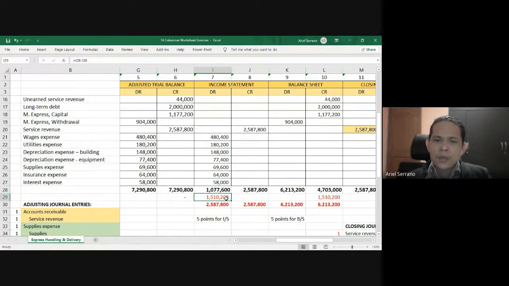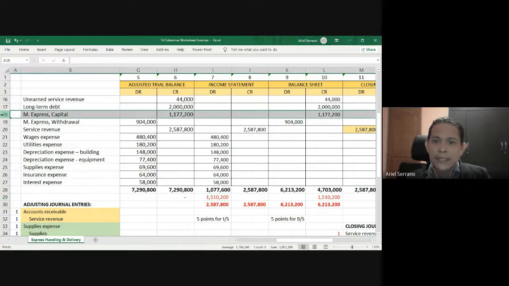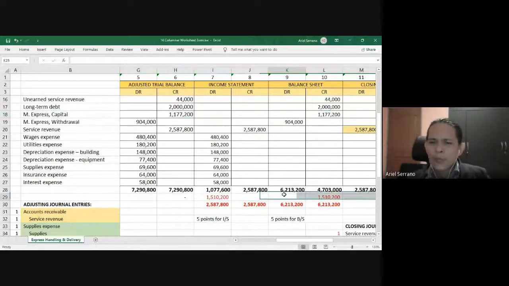In this case, we have a net profit because the revenue is greater than the total of your expenses. You earned, okay? The difference will eventually be transferred to your balance sheet through your capital account. Now, what will be our journal entry for the closing process?